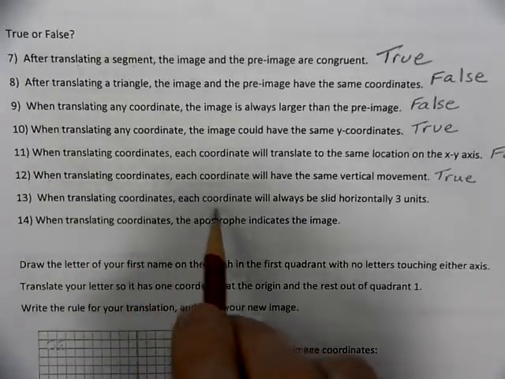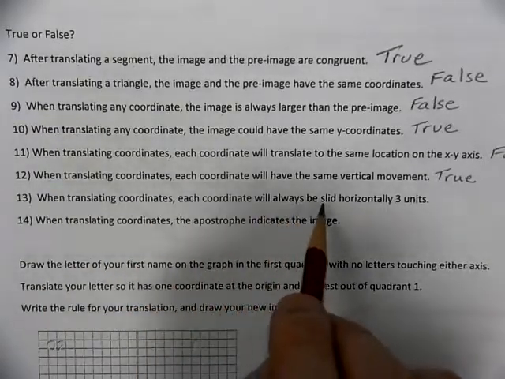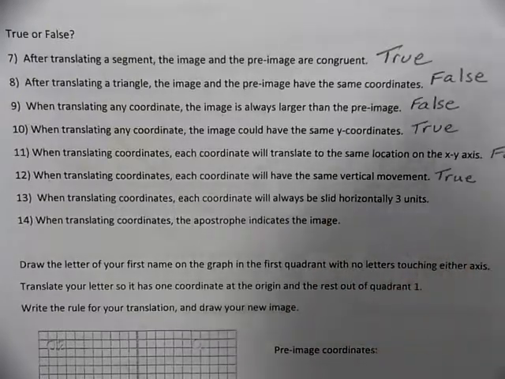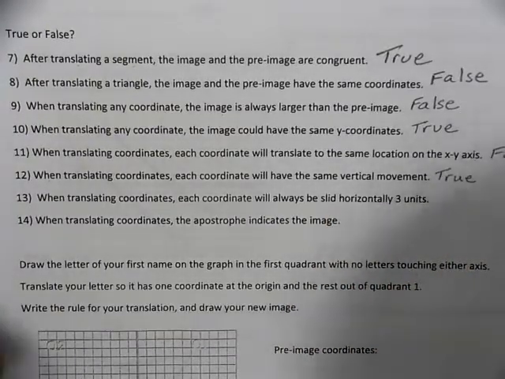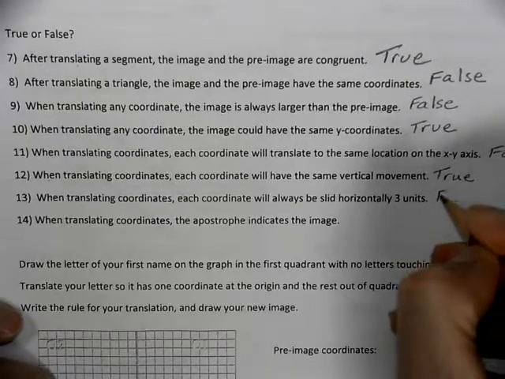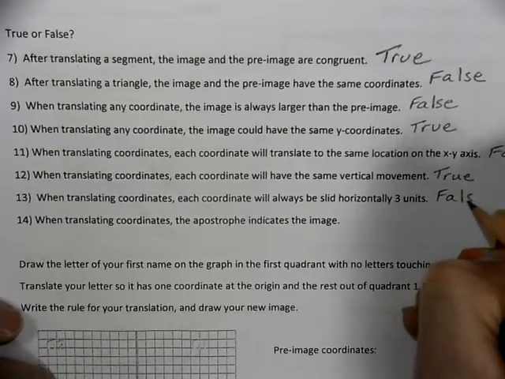When translating coordinates, each coordinate will also be slid horizontally 3 units. It doesn't have to be 3 units. It could be a different amount, so that's false.